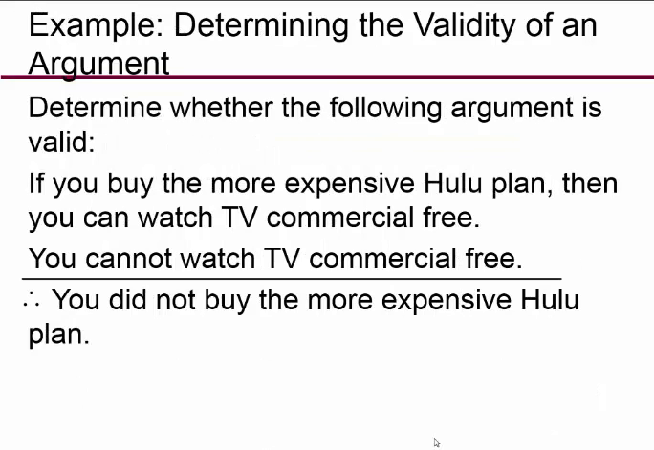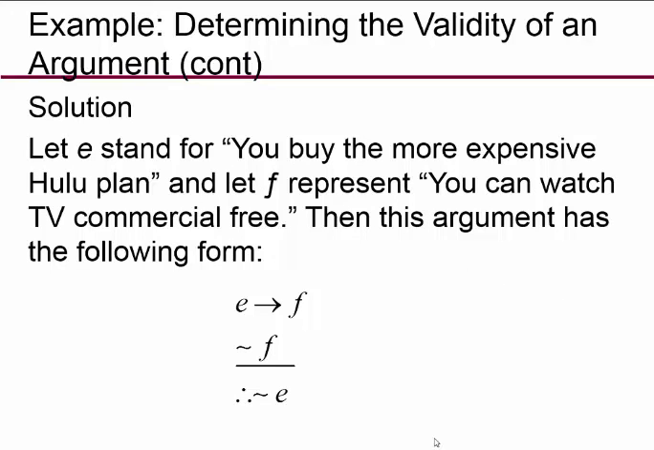So here's the first one. Determine whether the following argument is valid. If you buy the more expensive Hulu plan, then you can watch TV commercial free. You cannot watch TV commercial free, so therefore you did not buy the more expensive Hulu plan. So we're going to let E stand for you buy the more expensive Hulu plan. F will be you can watch TV commercial free. And then this argument has the following form: if E, then F, and not F, therefore not E.